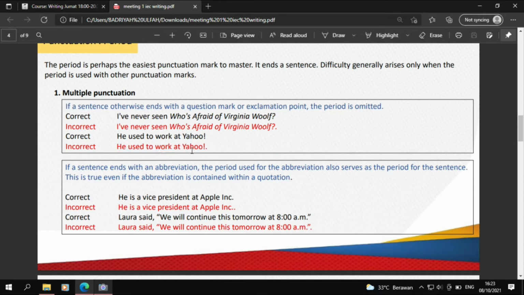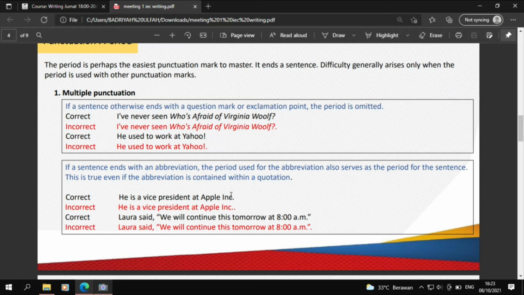Okay. Next, if a sentence ends with an abbreviation, the period used for the abbreviation also serves as the period for the sentence. That is true, yeah, even if the abbreviation is contained within a quotation. Ya, jadi kalau ada singkatan, biasanya nih seperti kata Inc., seperti kata a.m., gitu ya. Nah, setelah kata Inc. ini biasanya sudah ada titik kan, dan biasanya kalau diletakkan di ujung kalimat, nggak perlu didobel titiknya seperti yang ini.